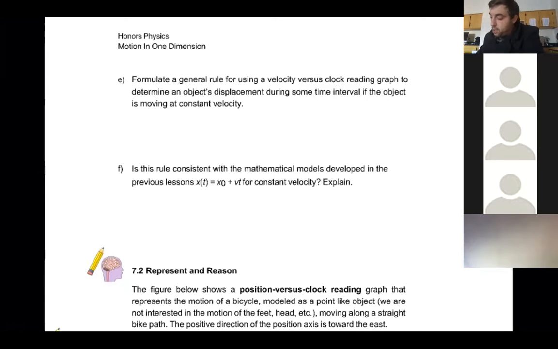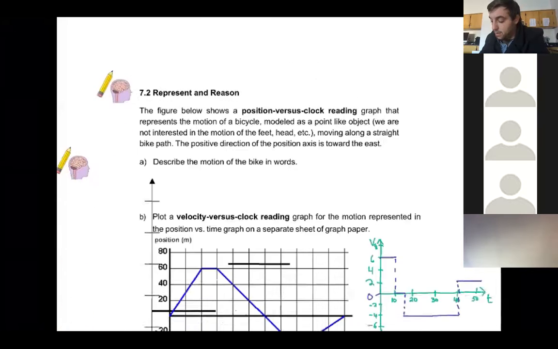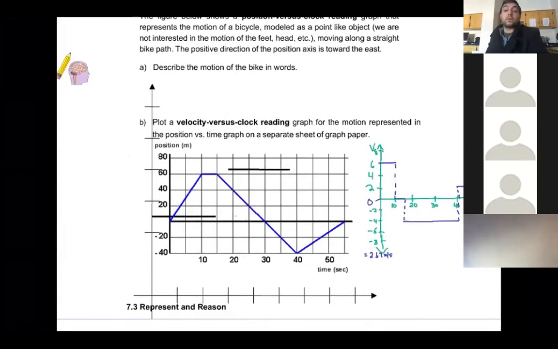If you did have an object without a constant velocity, so if you had a velocity versus time graph that looked something like that, you would split it up into 3 different rectangles, find the area of each rectangle, add them together, and that's how you would get an object's total displacement if the velocity was not constant. But here there's only one velocity the entire time. So the rule is consistent with the constant velocity math model. Now I did this one before class because it took a little time.